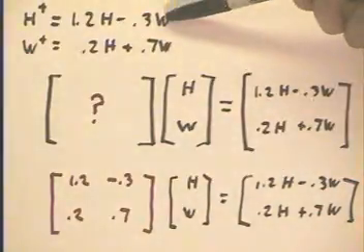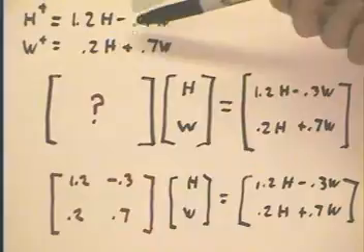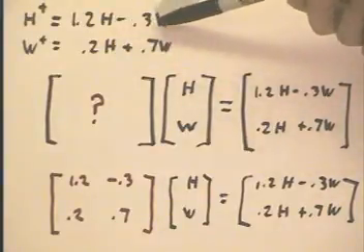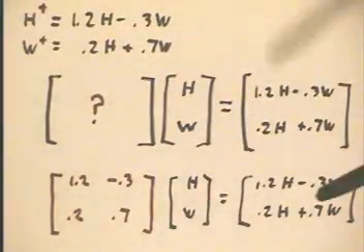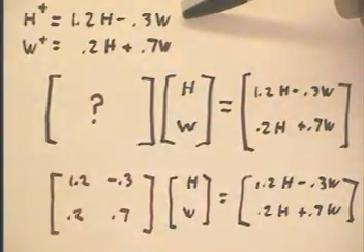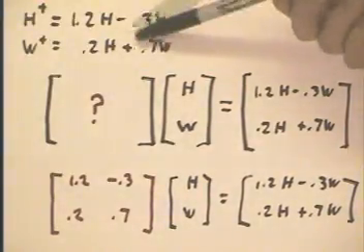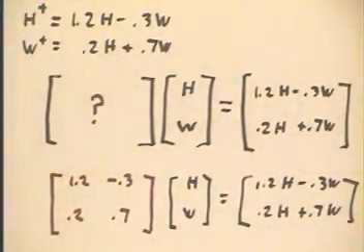Now if we got wolves, they're going to eat some of the hares, so we're going to end up with fewer hares. We're going to subtract the 0.3W from this total, indicating that wolves are going to catch and eat some of the hares.